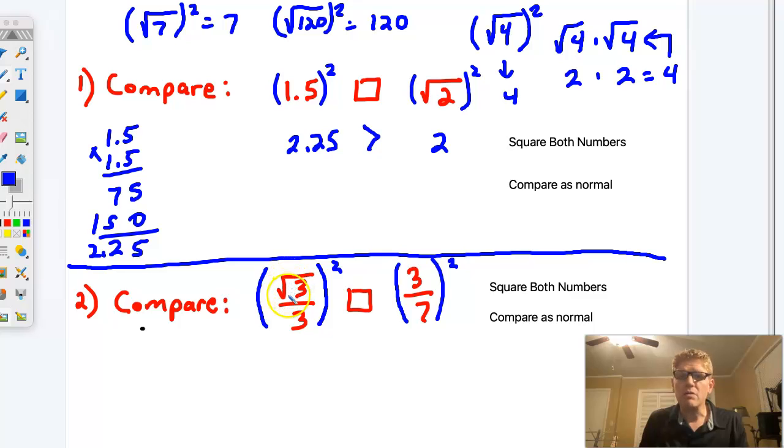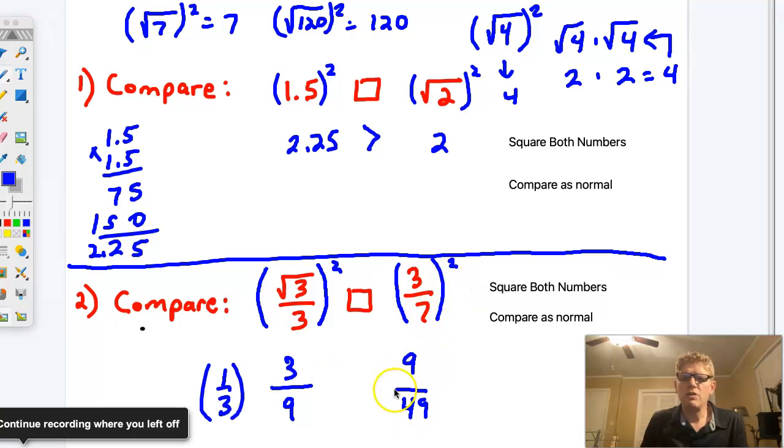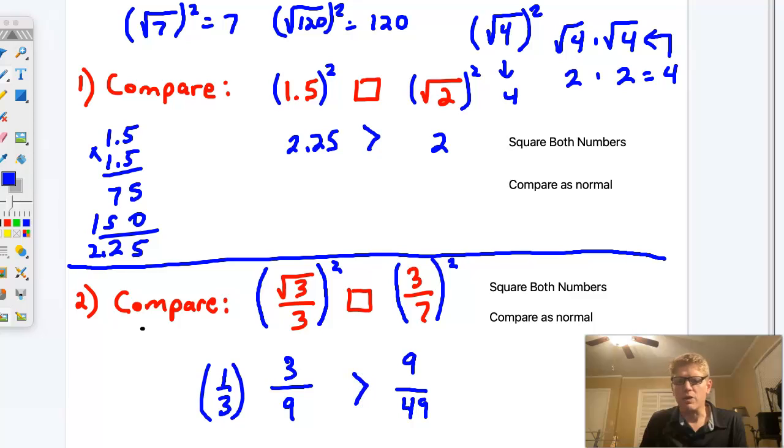So the square of the square root of 3, as we saw up here, is the number underneath the radical, so we get 3. 3 to the second power is 9. And 7 to the second power is 49. So 3 over 9 compared to 9 over 49. And it's fairly obvious, especially when we think about 3/9 as 1/3, that 3/9 or 1/3 is larger than 9/49. So this is a greater than symbol.